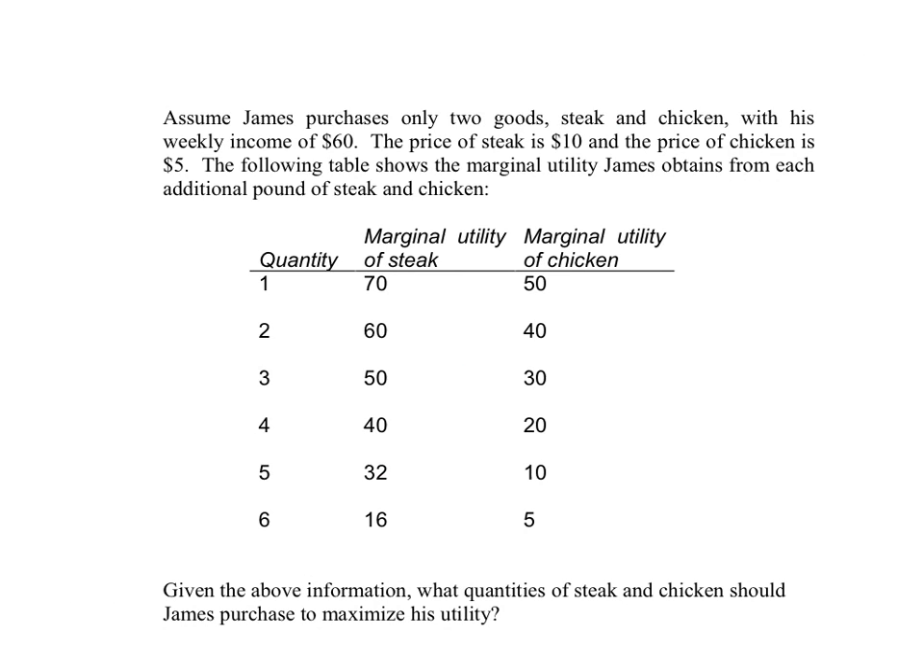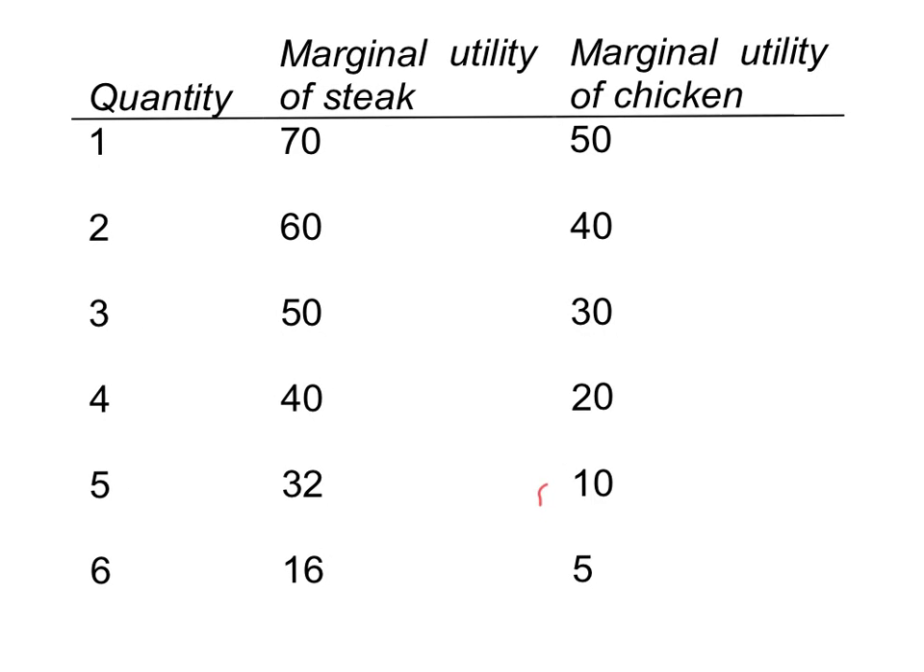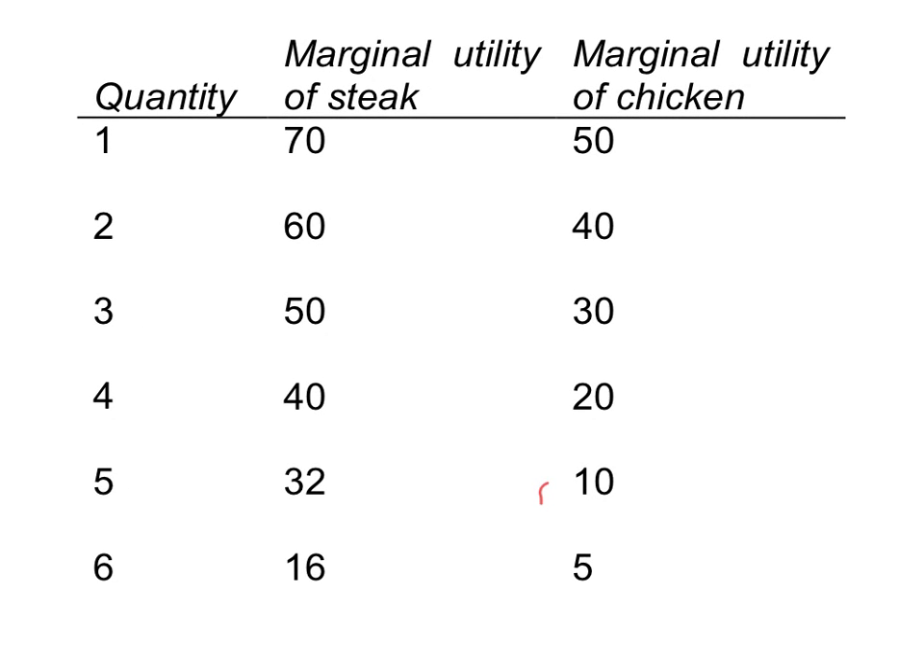Very quickly, just another similar problem. Assume James purchases steak and chicken with an income of $60. The price of steak is $10. Price of chicken is $5. The following table shows the marginal utility James obtains from each additional pound of steak and chicken. So in this problem, we're already given marginal utilities. The totals have already been marginalized for us.